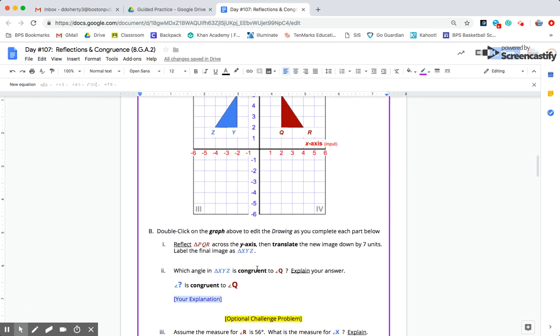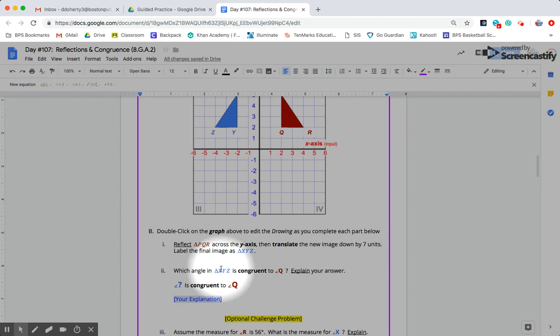Again, now they're going to talk about for part 2 and part 3, they have to do with congruence. Part 2 says which angle in triangle XYZ is congruent to angle Q. As we just talked about, angle Q flipped over and became angle Y. We can actually see that right away here. Q becomes angle Y. So hopefully you realize why angle Y is the one that's congruent to angle Q.